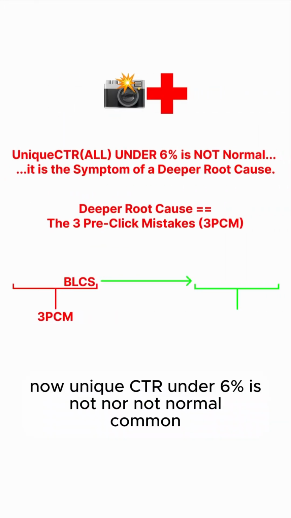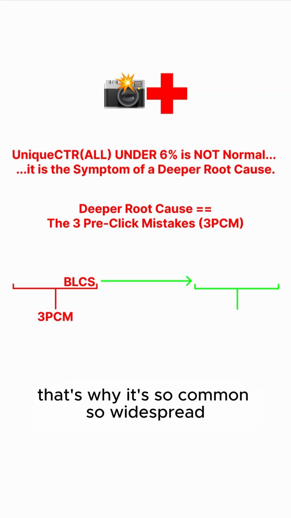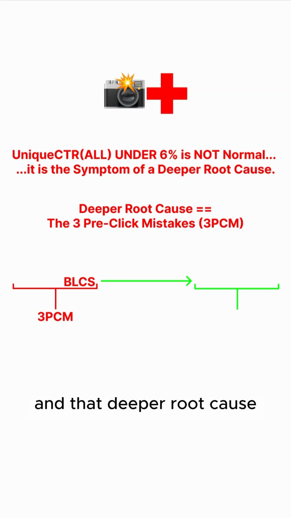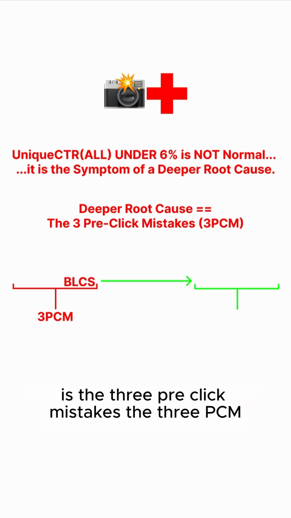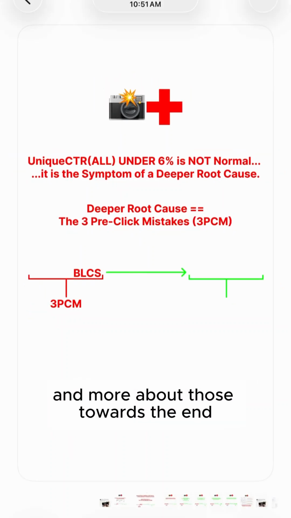Now, unique CTR under 6% is not normal. Common, everyone believes it's normal. That's why it's so common, so widespread. But it's not. It's actually the symptom of a deeper root cause. And that deeper root cause is the 3 pre-click mistakes, the 3 PCM. And more about those towards the end.